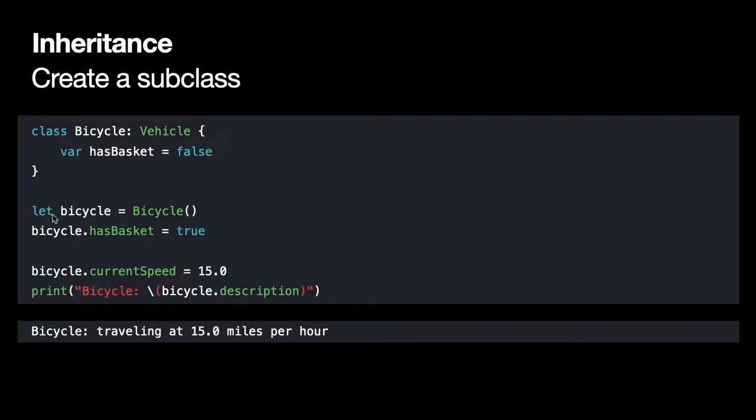In this case, we create our bicycle, we set hasBasket to be equal to true, and we can set the current speed to be 15, and then we can print out the description. Now, when we set hasBasket, that was a property in the bicycle subclass. However, when we set the current speed, that was a property in the vehicle superclass, and the description was a property in the vehicle superclass.